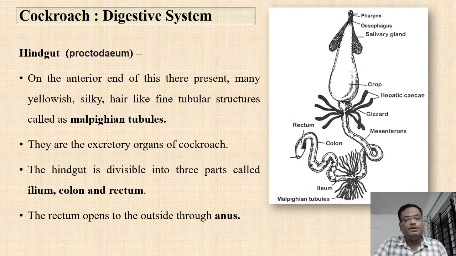It is also divided into three parts: ileum, colon, and rectum. This hindgut, made up of ileum, colon, and rectum, is mainly involved in conversion of undigested food into fecal matter. Rectum is the last part of the hindgut, where the undigested food which is converted into fecal matter is stored until it is expelled out of the alimentary canal through the anus. The rectum opens to the outside through the anus.